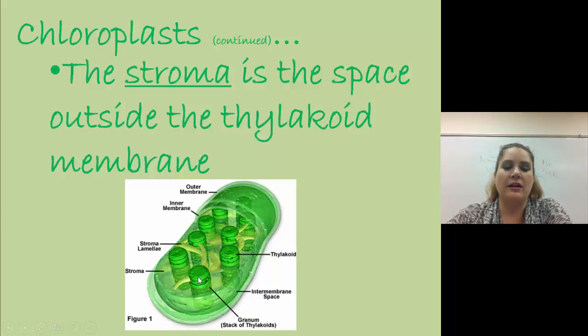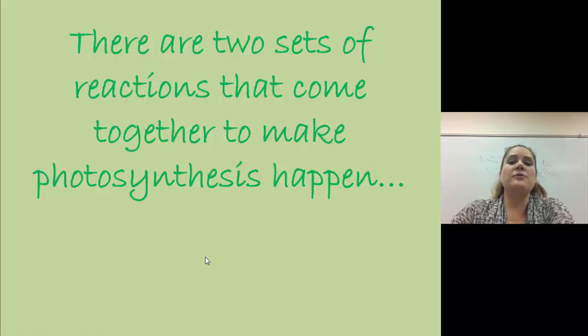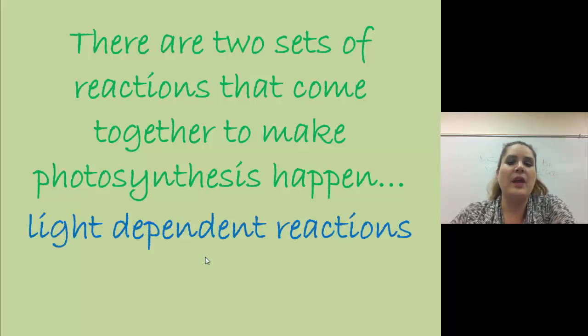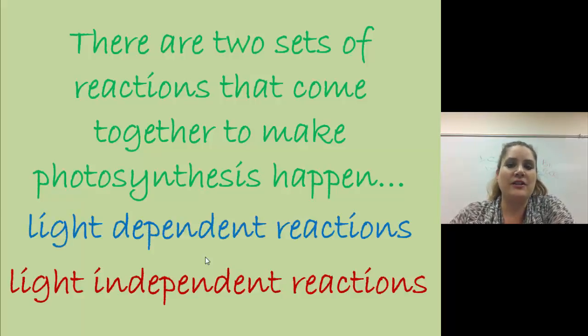And these grana are important for one part of photosynthesis. And then all of this space out here is called the stroma. And the stroma is going to be important for another part of photosynthesis. So there are 2 sets of reactions that are going to come together to make sure that photosynthesis can happen. We have light-dependent reactions and light-independent reactions.